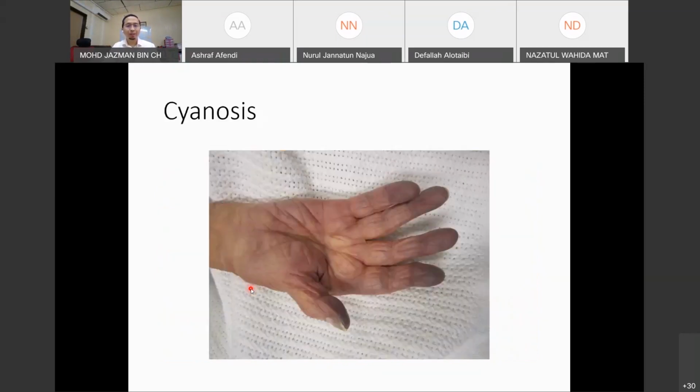So this is an example of cyanosis. As you can see, it's glaringly purplish. If you are unsure whether the patient is cyanosed, you can compare your hands with the patient's hand.